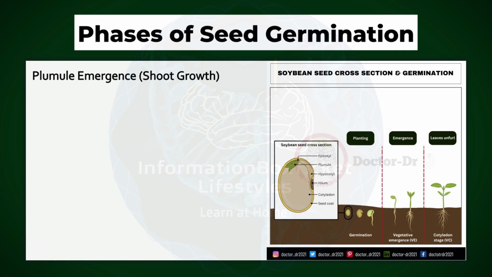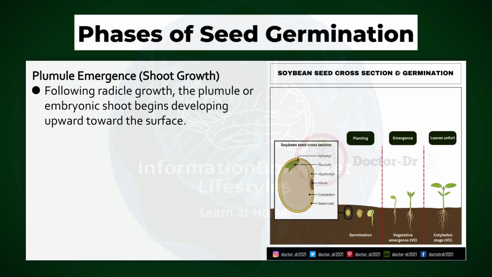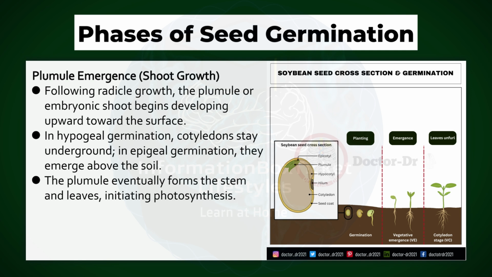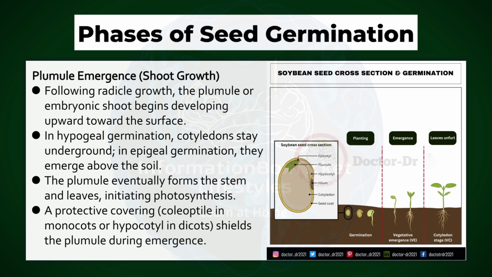Plumule emergence, shoot growth. Following radicle growth, the plumule or embryonic shoot begins developing upward toward the surface. In hypogeal germination, cotyledons stay underground. In epigeal germination, they emerge above the soil. The plumule eventually forms the stem and leaves, initiating photosynthesis. A protective covering, coleoptile in monocots or hypocotyl in dicots, shields the plumule during emergence.